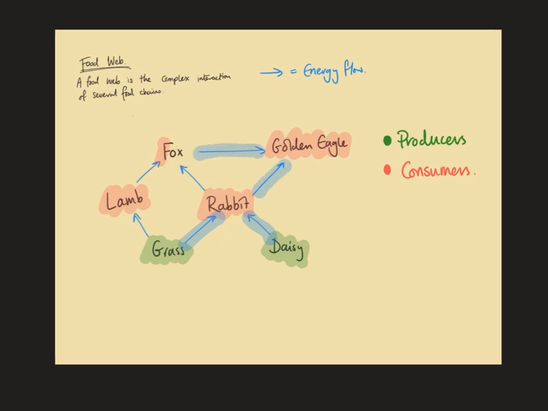Okay, now we can further label this, and we can define our consumers even more precisely by labeling them as herbivores and carnivores. So in this case, the lamb and the rabbit are both herbivores because they are eating the grass and the daisies, and our fox and our golden eagle are carnivores. We don't have any omnivores in this example, but if we had something that ate both daisies and rabbits, that would be an omnivore.